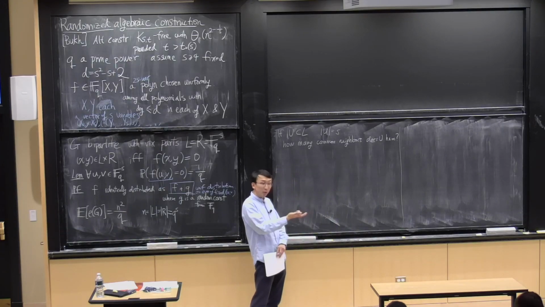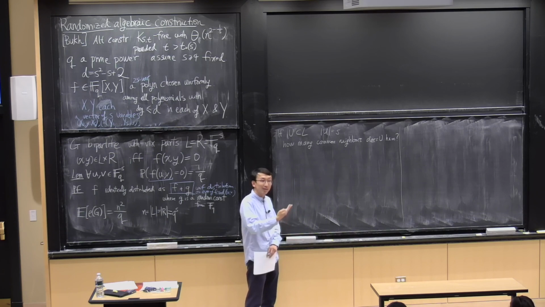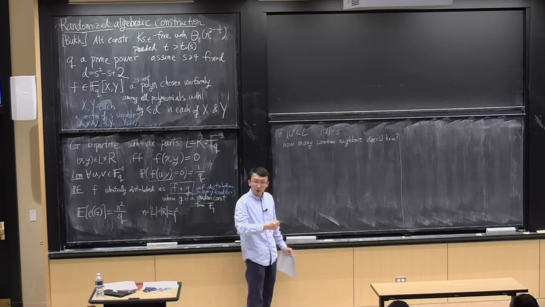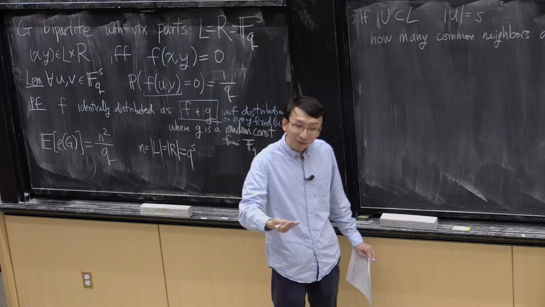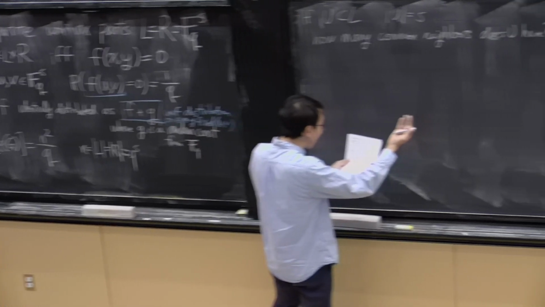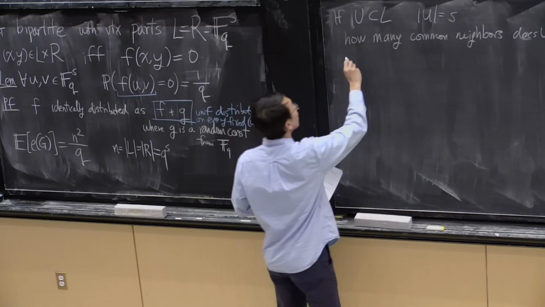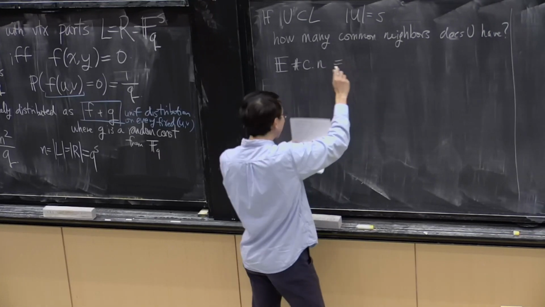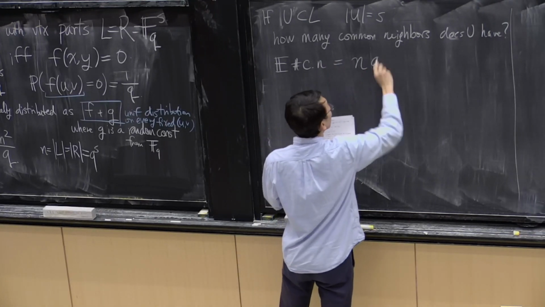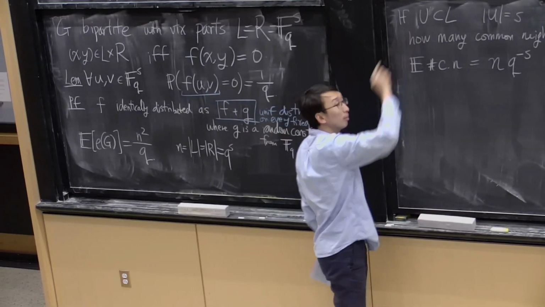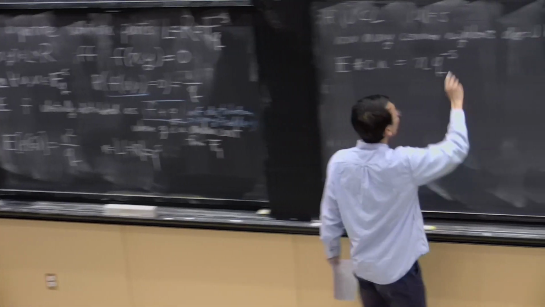Right? Because if it has too many common neighbors, then that's a K_{s,t}. It is not too hard to calculate the expectation of this quantity, both in the random graph case as well as in this case. If you pretend every edge occurs independently, the expected number of common neighbors is exactly n q^{-s}. There are s elements of U, which gives exactly 1.